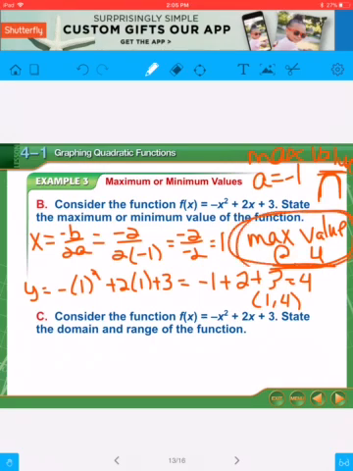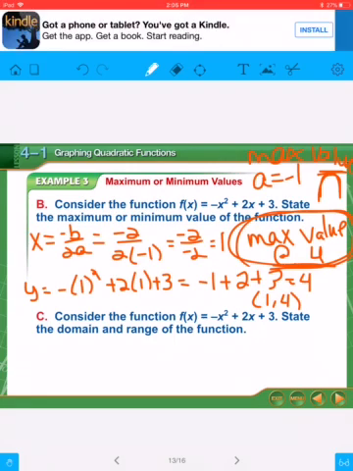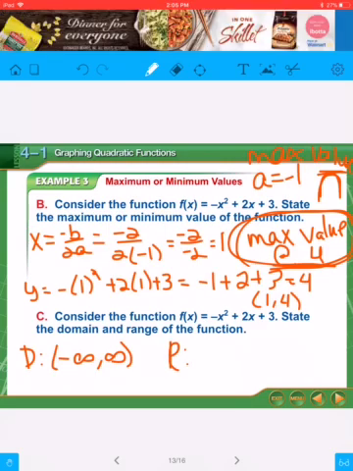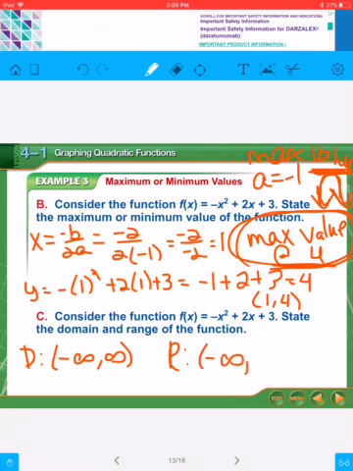Now, to talk about the domain and range, we don't even need the graph in front of us to talk about domain and range. The domain of all quadratics is negative infinity to positive infinity. Our range is determined by whether or not we have a minimum value or a maximum value. We have a maximum value, which means the highest y value is going to be 4, which means it's going on and on forever downward. So we're going to start going from negative infinity, and we're going to build and go all the way up until we hit 4, and that's where we'll stop. So our range is from negative infinity to 4.